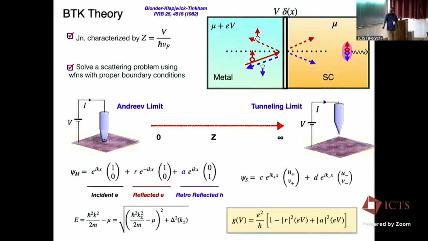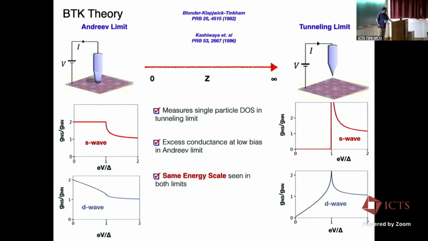And if it's a mean field theory, you can write down wave functions. You basically treat this as a scattering problem, and you solve the scattering problem using wave functions and standard boundary conditions. And again, you have an incident electron, a reflected electron, a retroreflected hole, and then you can construct the conductance out of these reflection and Andreev reflection coefficients. If you do this, and you ask what should you see if you go from here to there, this is just standard mean field theory.